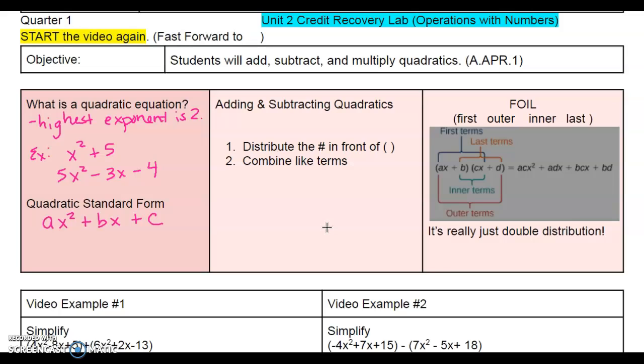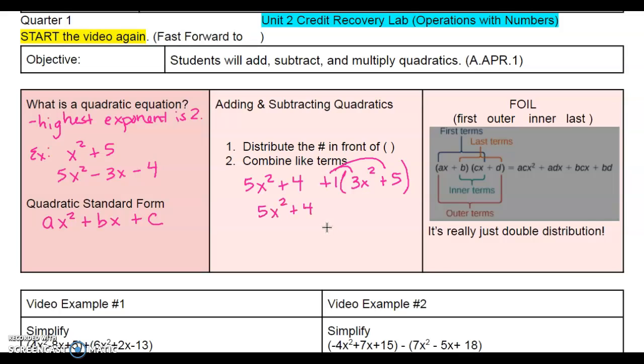So when you add and subtract quadratics, adding, you just add like terms. But if you're subtracting, you want to distribute the number, which is like a -1, in front of the second parenthesis, and then you combine like terms, okay? So like if you had 5x squared plus 4 plus 3x squared plus 5. Well, when you're adding, there's like a 1 here, so we want to distribute the 1.